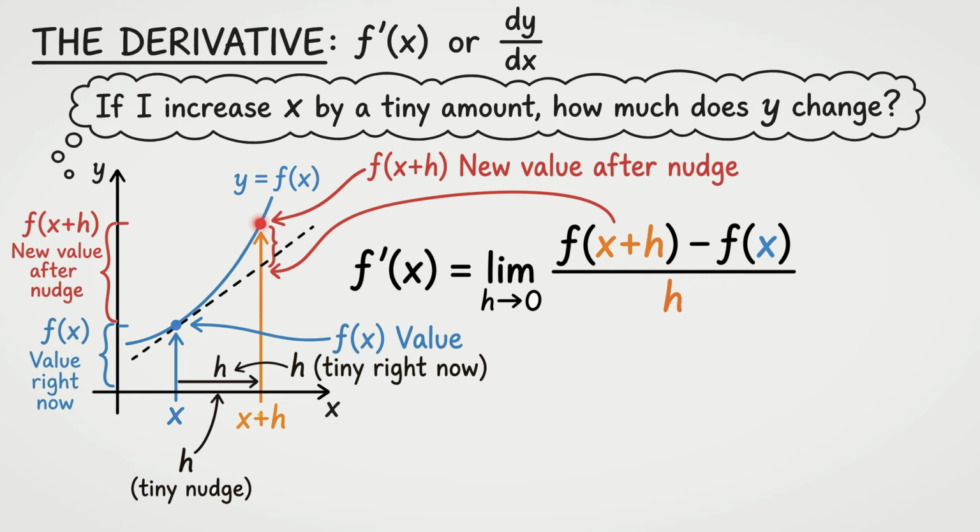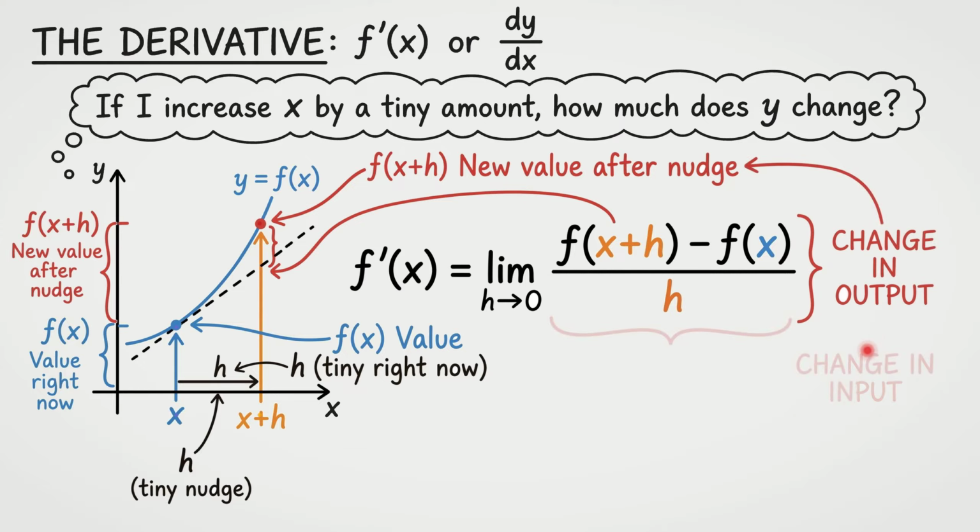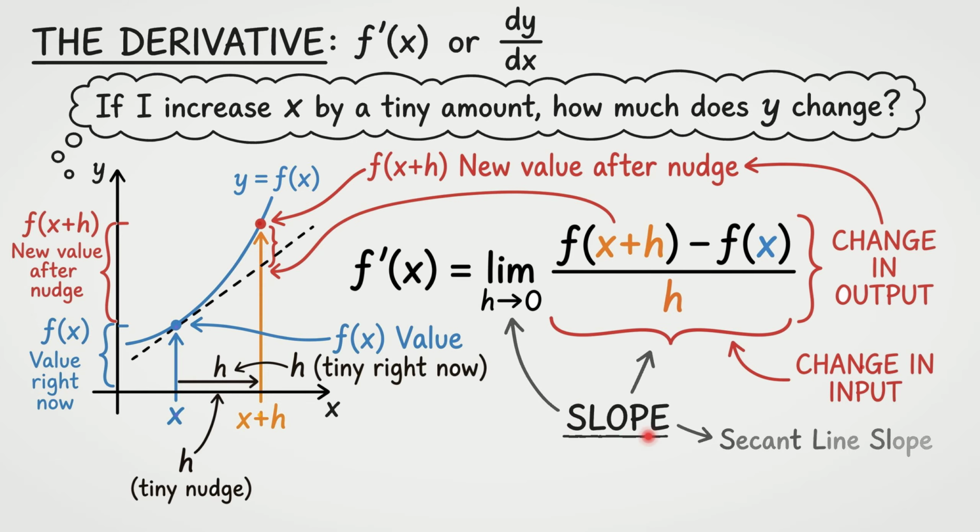To find the actual derivative, we simply compare these changes. In the top part of our big equation, we take the new value minus the old value. This subtraction gives us the total change in our output. Then we divide that by the change in our input, which is just our tiny nudge h right here in the denominator. By dividing the change in output by the change in input, we are calculating a slope.